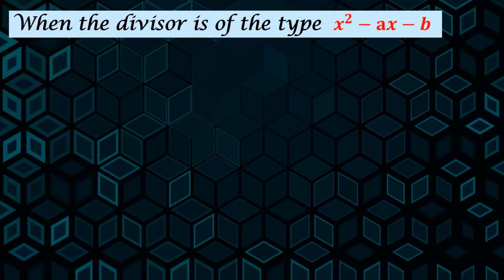Okay, third case is using synthetic division when the divisor is of the type x squared minus ax minus b. So, kung kanina ay x minus a lamang and then sinundan ng ax minus b, ngayon, trinomial na ang ating divisor. So, paano ba tayo magdi-divide ng polynomials if the given divisor is a trinomial?